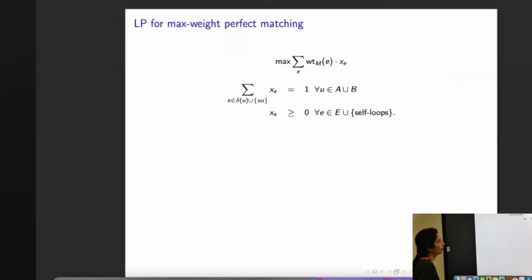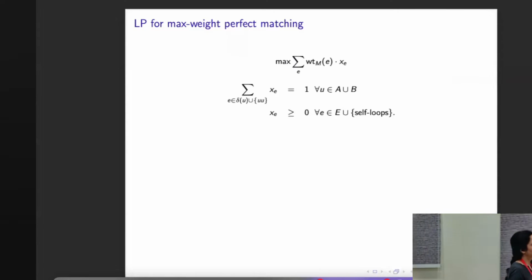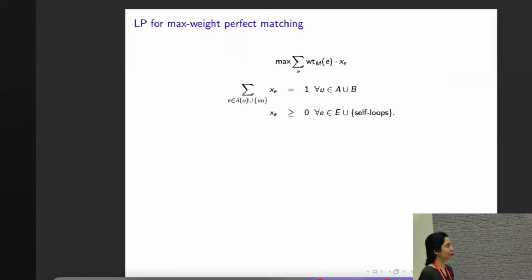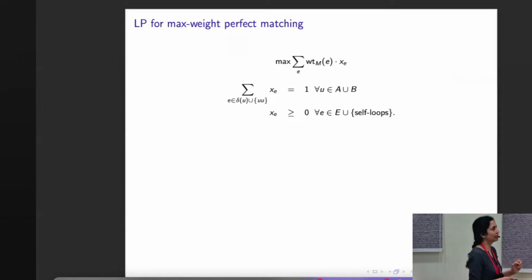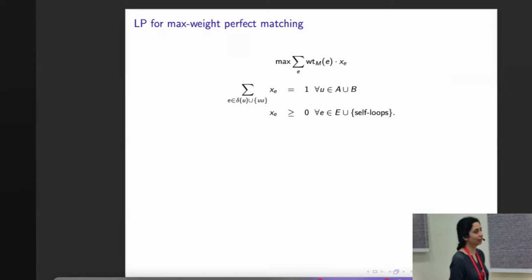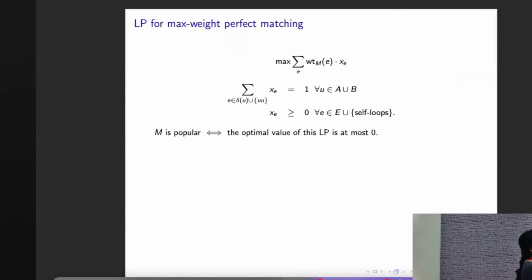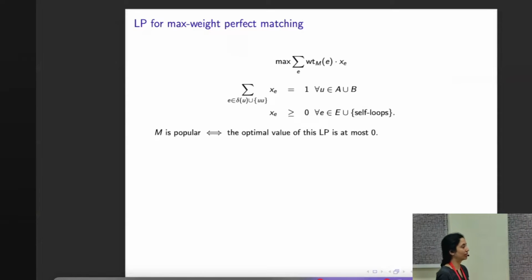Yeah, and so this looks like it's a fractional LP, but finally all its extreme points are integral. So when we solve the LP, we'll always get a 0-1 solution. So this LP is the max weight perfect matching LP. So M is popular if and only if the optimal value of this linear program is at most 0. That's what we said in the previous slide. We have written down explicitly the linear program for max weight perfect matching here. Please stop me if something is unclear.